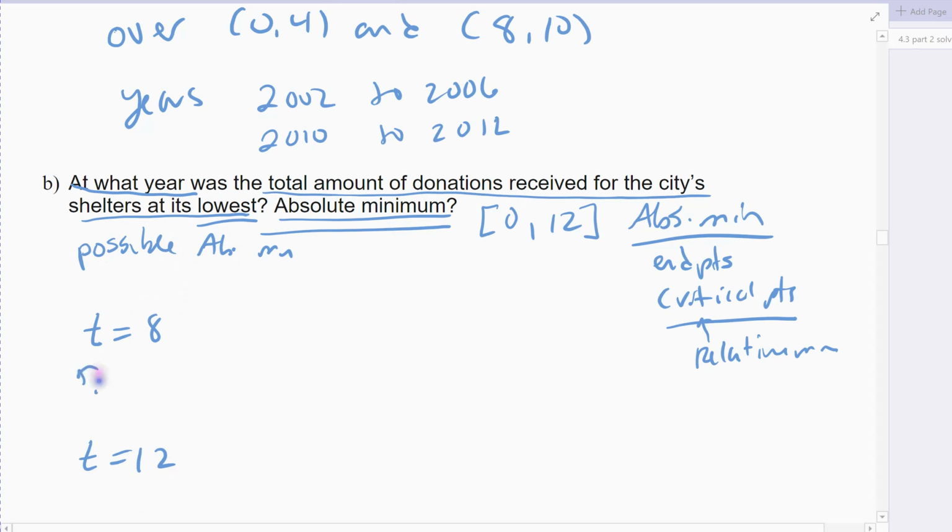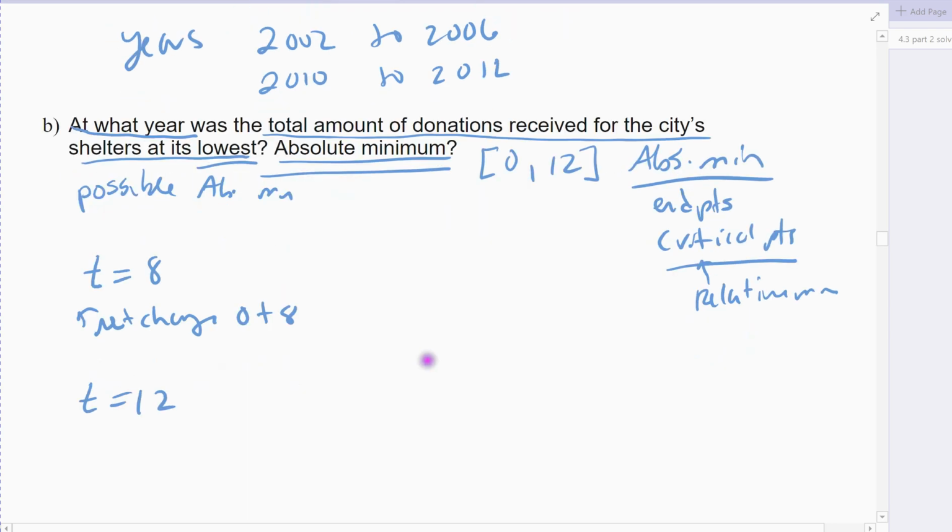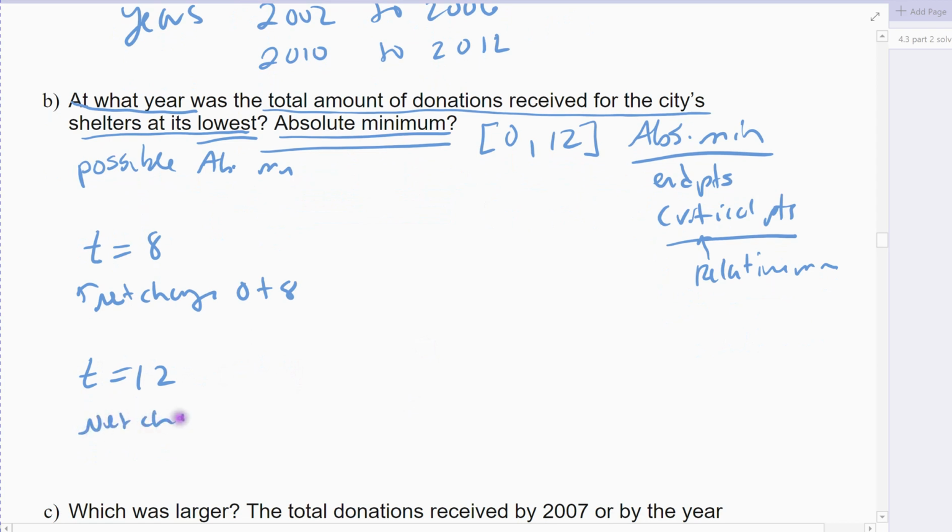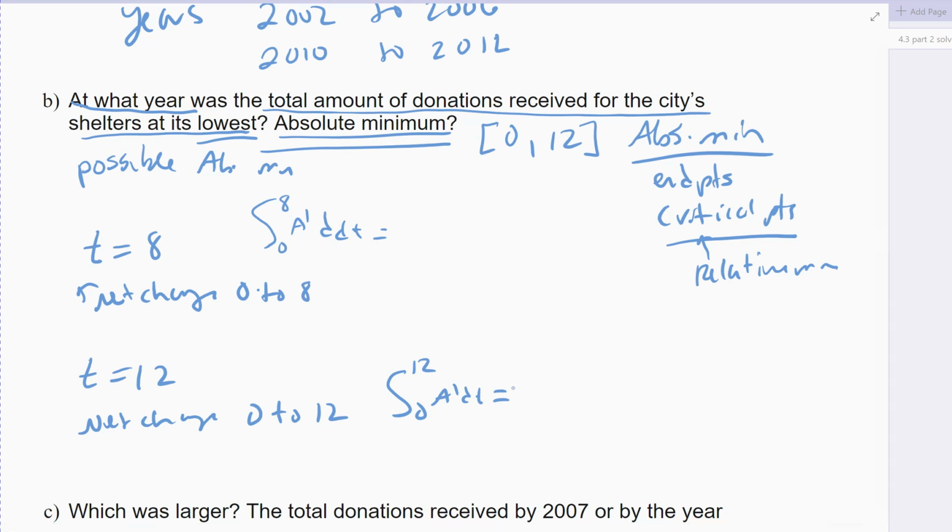All right, so I'm going to look at the net change from 0 to 8 and compare it to the net change from 0 to 12. Whichever of those is the smallest change in donations will be my minimum. Remember, net change would be the integration from 0 to 8 of my derivative, dt. And for this one, I would look at the net change from 0 to 12 of my derivative. Whichever of those values comes out the smallest would give me my absolute minimum.